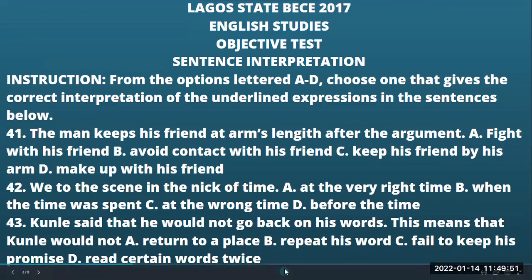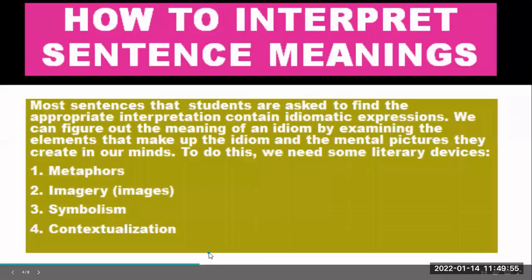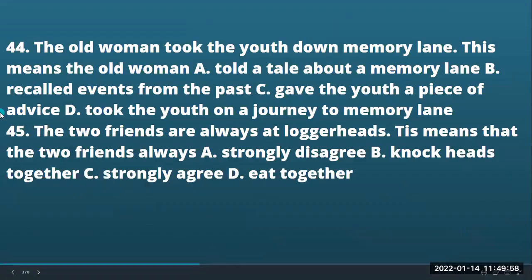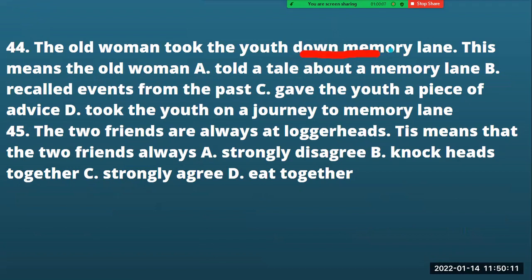So let's now go back. All right, let's now go to question 44. The old woman took the youth down memory lane. You can see here, down memory lane is the idiom here, or the idiomatic expression. Now, a memory lane is not a physical road, way, or path.